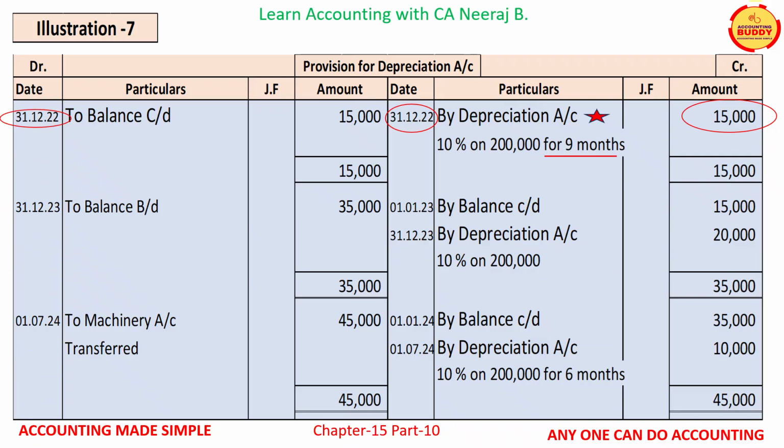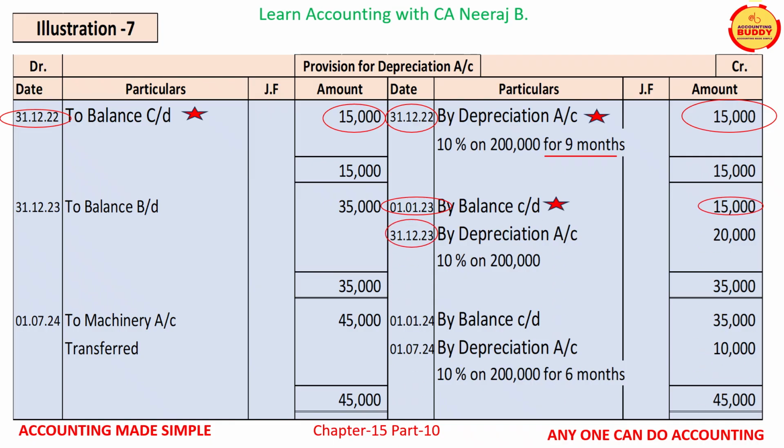On 31st December 2022, $15,000 depreciation for the financial year 2022 will become the closing balance and will be written on the debit side of the account by writing the words to balance carried down. On 1st of January 2023, the closing balance as on 31st December 2022 becomes the opening balance and will be written on the credit side of the account by writing the words by balance carried down for $15,000.